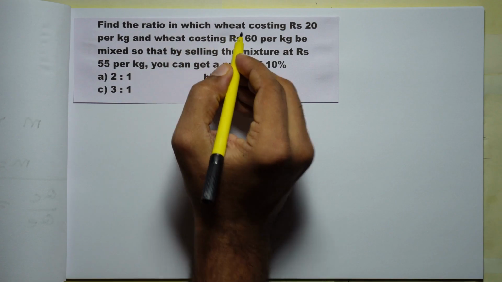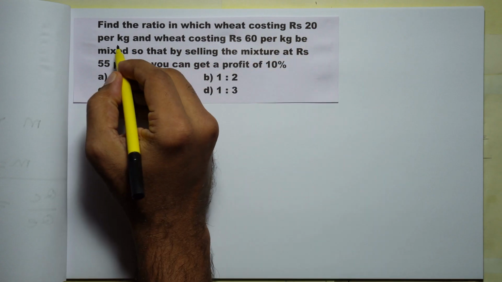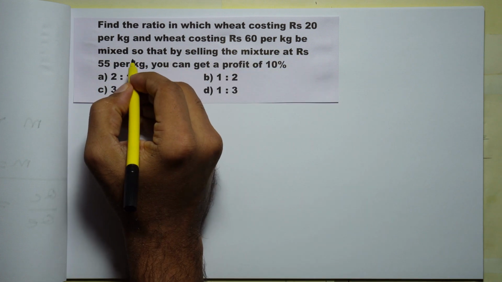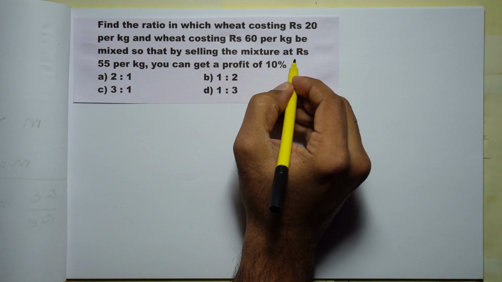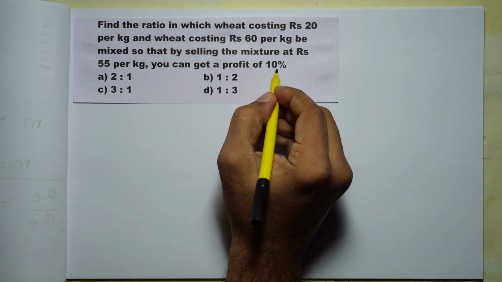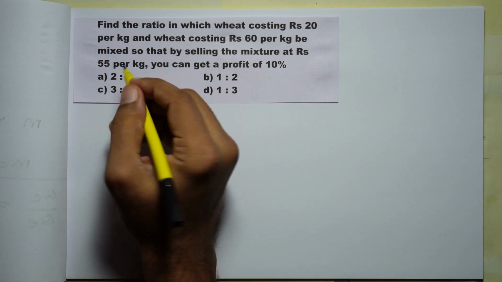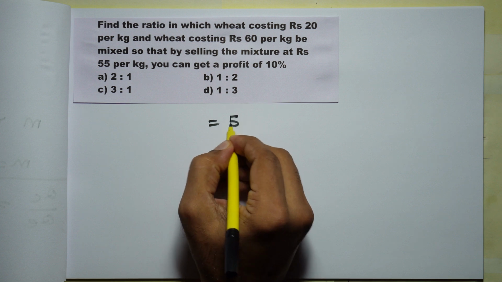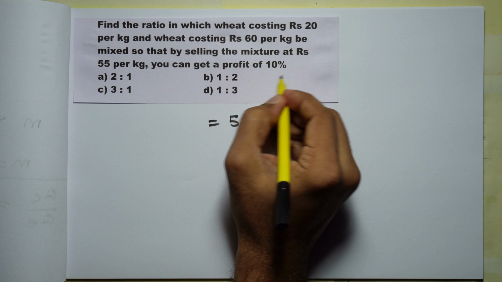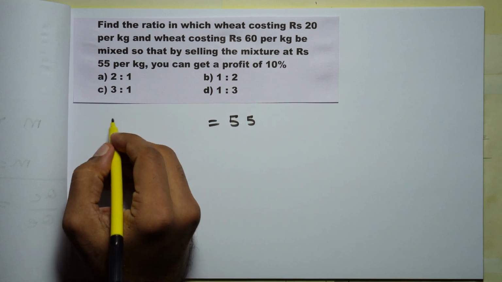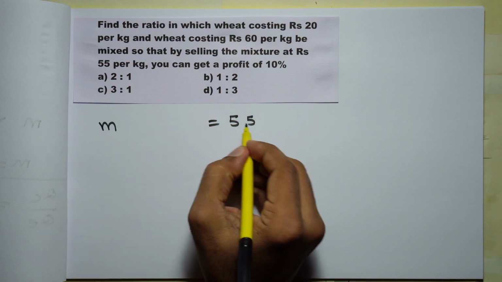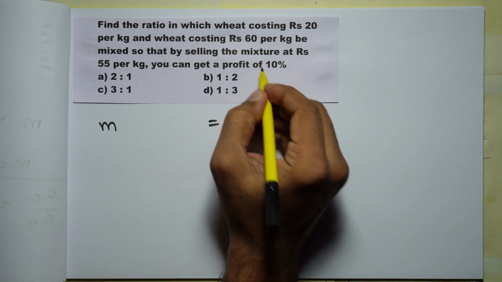Find the ratio in which wheat costing rupees 20 per kilogram and wheat costing rupees 60 per kilogram be mixed, so that by selling the mixture at rupees 55 per kilogram, you get a profit of 10%. So the selling price is rupees 55, and by selling it at rupees 55, you must get a 10% profit. So we will assume that the mean price or the mixture price is M, and by selling it at 55, you have to get a 10% profit.